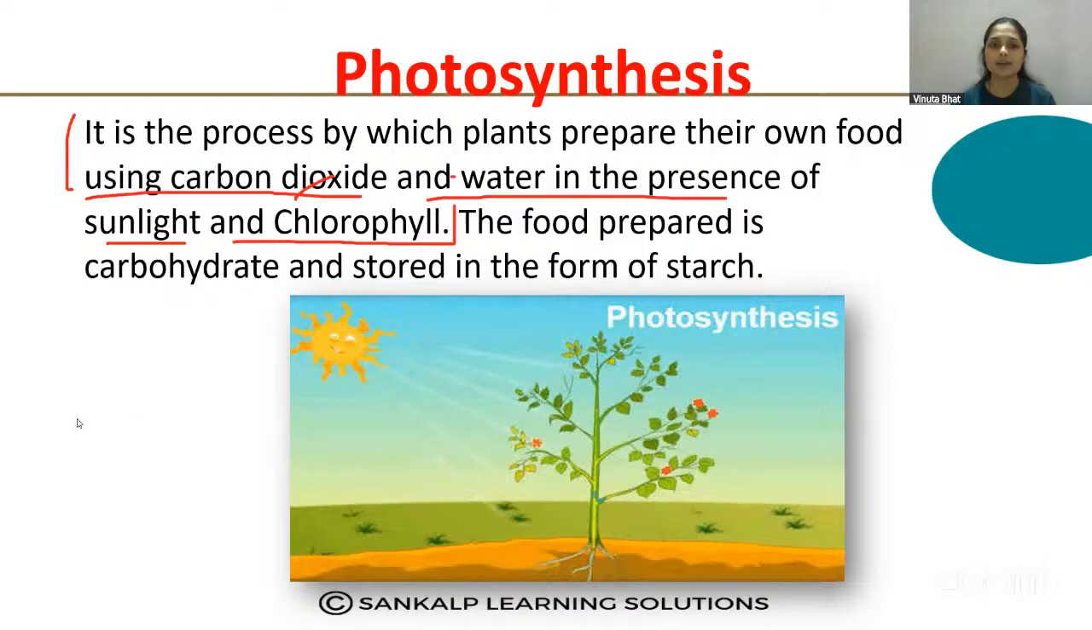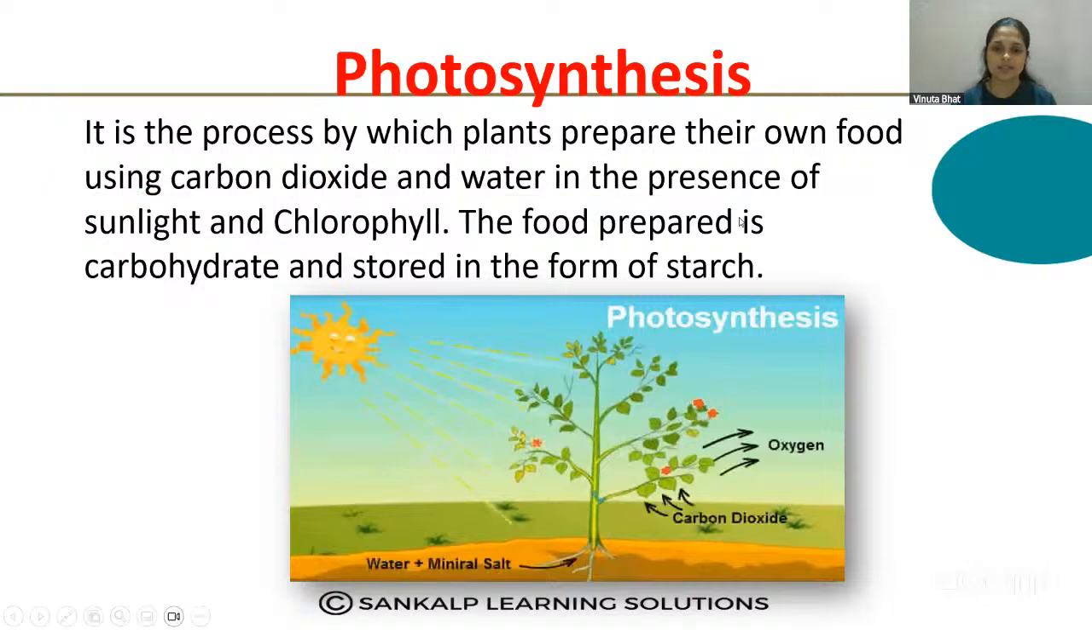Here you can see the video of photosynthesis. The plant is using the sunlight and the carbon dioxide present in the environment, water and minerals present in the soil, and the chlorophyll present in the leaf. By using all these factors, the plants are able to produce their own food, and the prepared food is carbohydrate, stored in the form of starch. Okay.